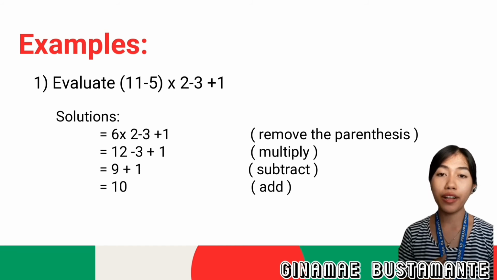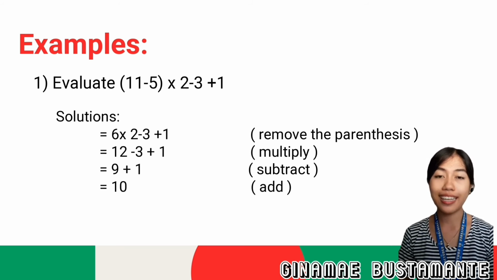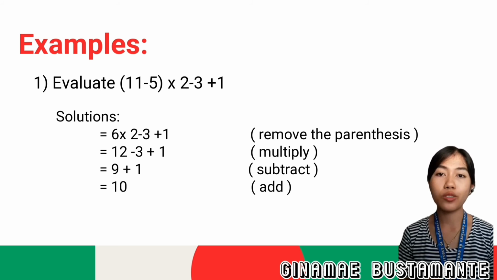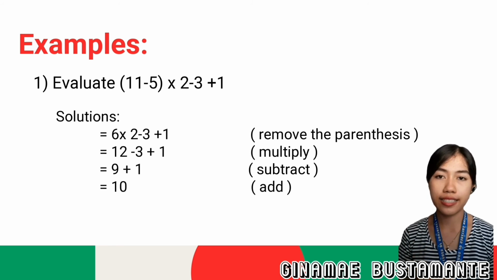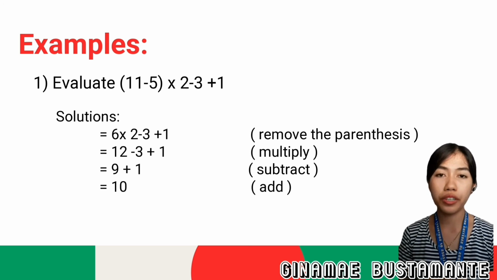Examples. Evaluate (11 minus 5) times 2 minus 3 plus 1. Remove the parentheses first. 11 minus 5, that is 6. 6 times 2 minus 3 plus 1. Multiply 6 times 2, that is 12.